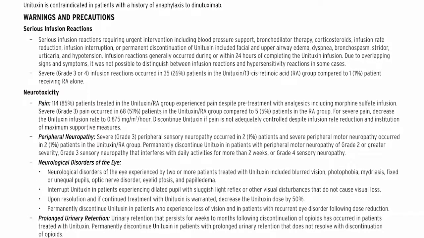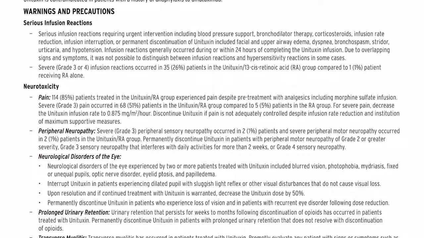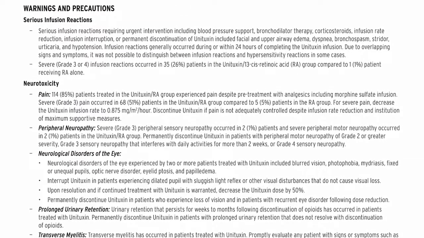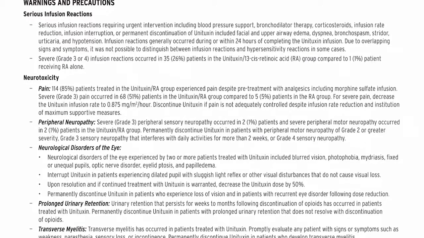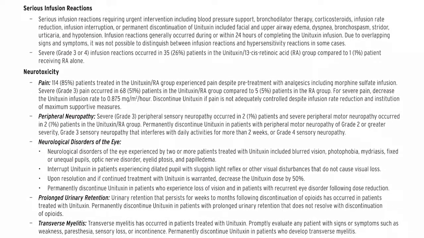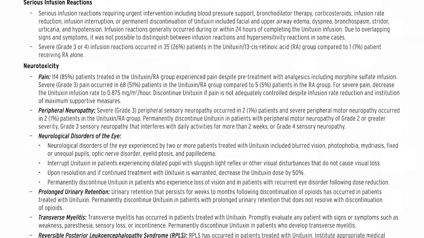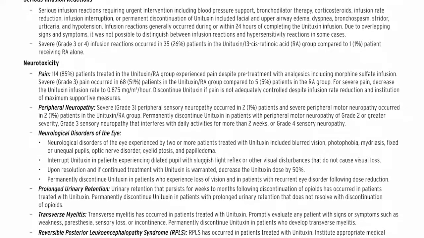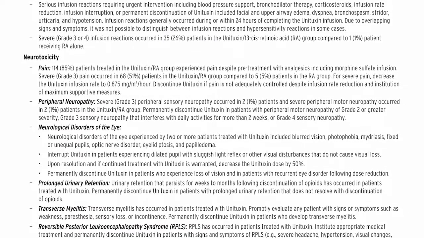Peripheral neuropathy, severe, grade 3. Peripheral sensory neuropathy occurred in 2 patients, 1%, and severe peripheral motor neuropathy occurred in 2 patients, 1%, in the Unituxin RA group. Permanently discontinue Unituxin in patients with peripheral motor neuropathy of grade 2 or greater severity, grade 3 sensory neuropathy that interferes with daily activities for more than 2 weeks, or grade 4 sensory neuropathy.